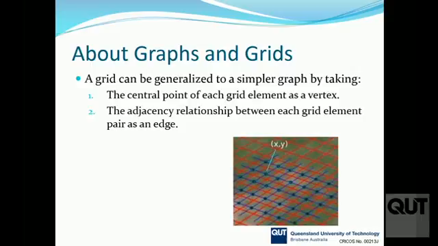All right, so now that we know how to define a grid, it needs to be generalized in a way that we can get a graph out of it. A grid can be generalized really simply. We simply take the center point of each grid element, and that is the location of our vertex. And the adjacency relationship between grid elements can simply define the edges.